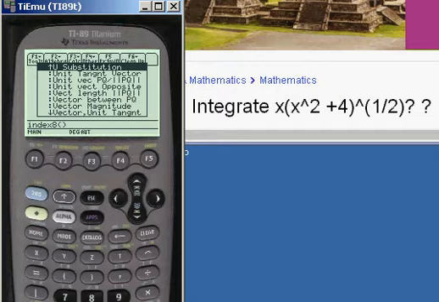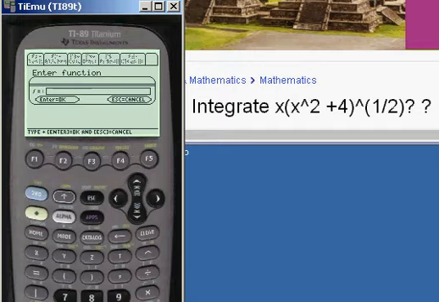Here we go. And we're going to enter the function. You have to press alpha first. Alpha, x, times the quantity x squared plus 4, close off the parentheses, to the left parentheses, 1 divided by 2, power.